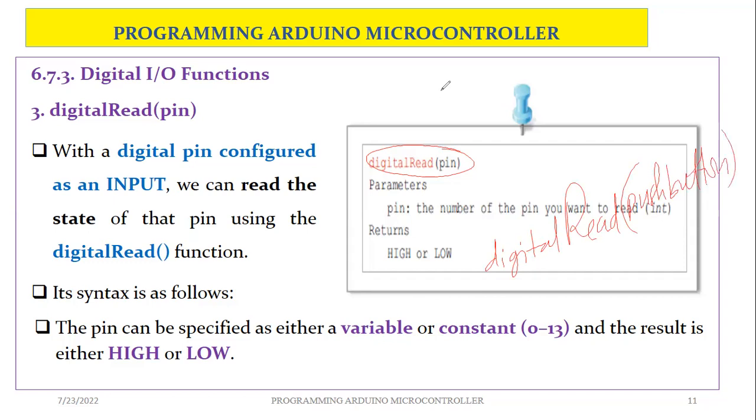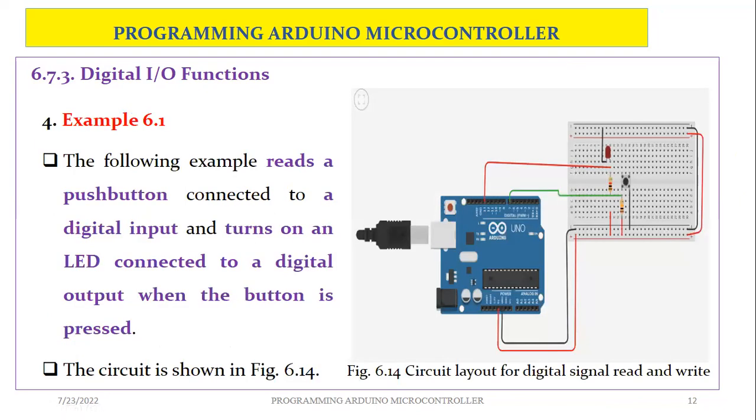In the previous case, we had connected the push button to digital pin number 3. Okay, good. So those are the 3 main digital input output functions which are important in programming the Arduino microcontroller. I therefore want us to have a look at an example. In this example, we are basically going to read a push button value.